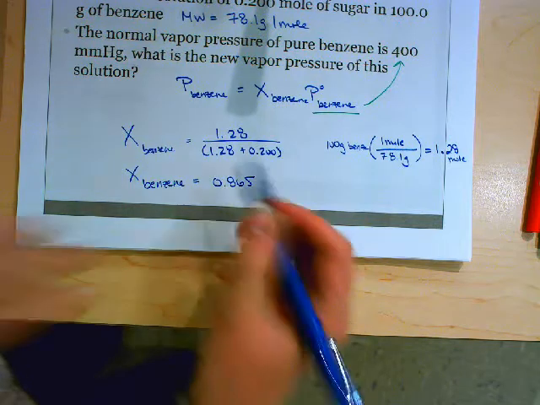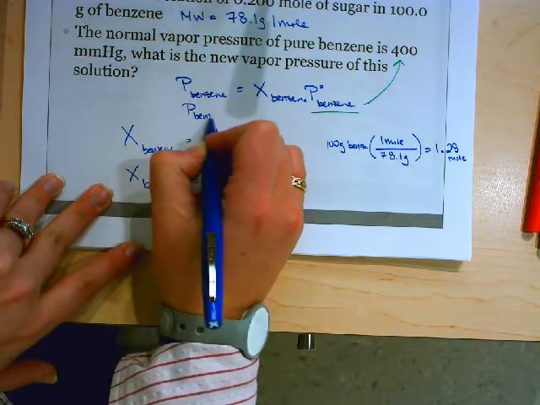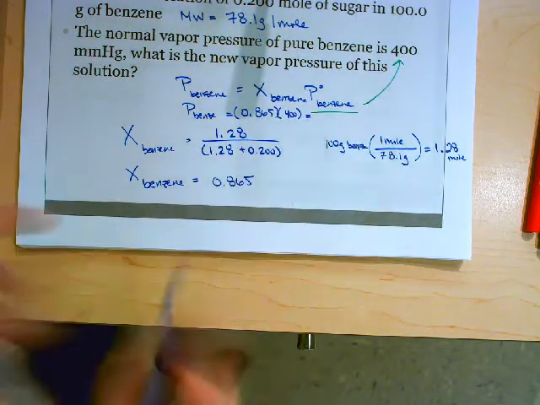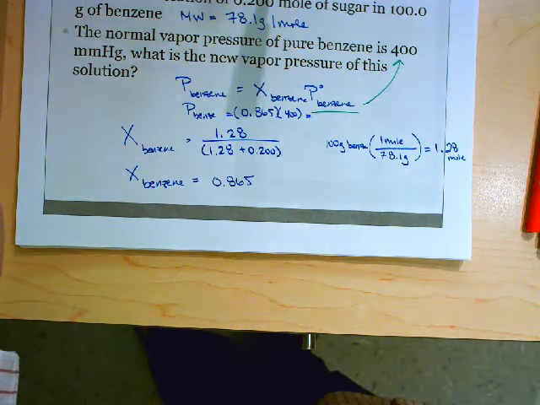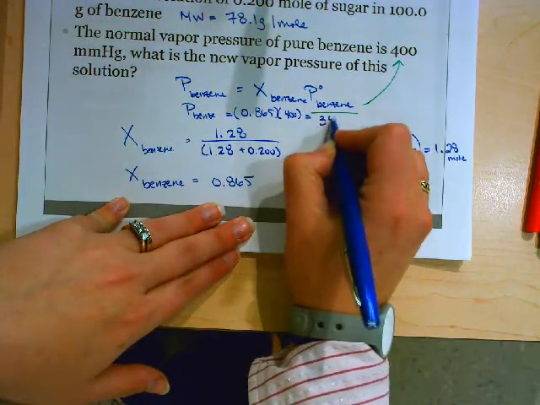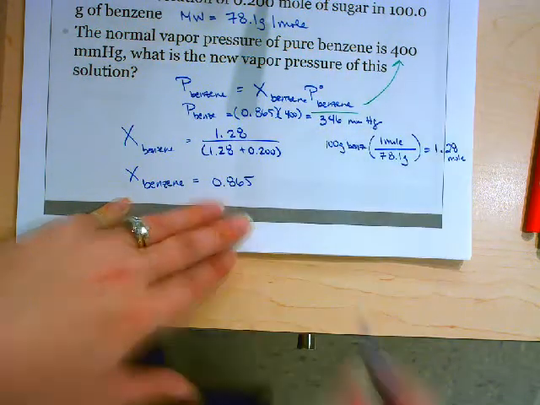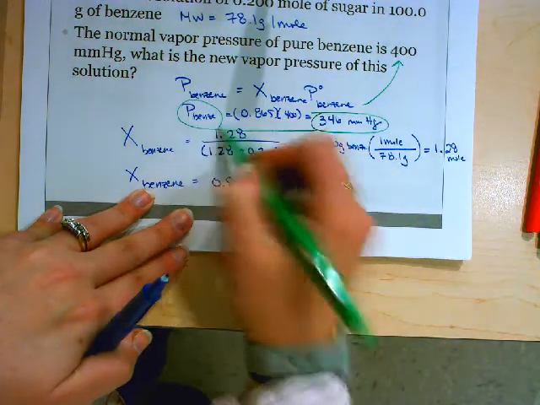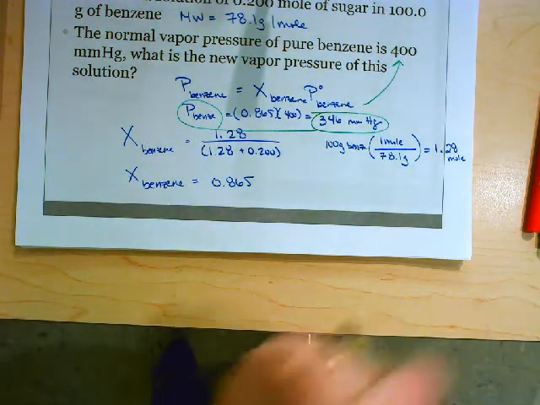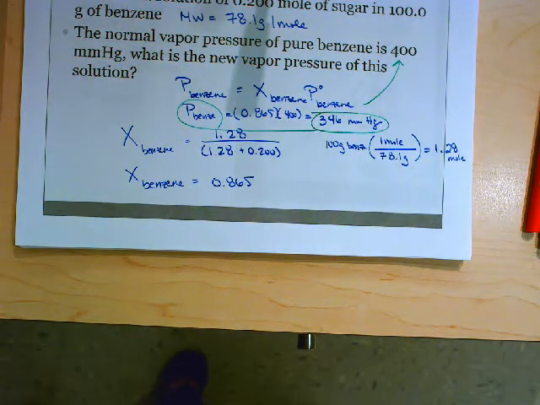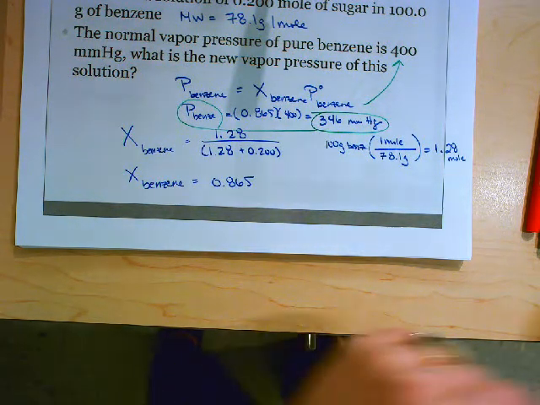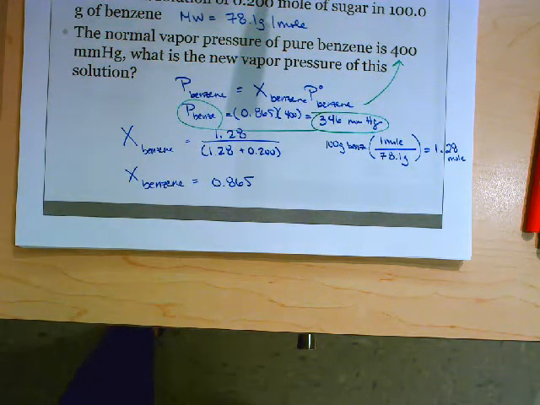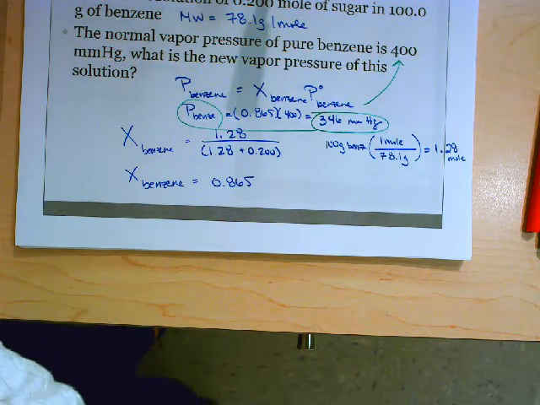Alright, so now we're ready to plug it back in. So my new vapor pressure is 346. What happens to my vapor pressure compared to the original vapor pressure? It went down. So we saw a decrease in vapor pressure when we changed the mole fraction, like we added some salt to it.